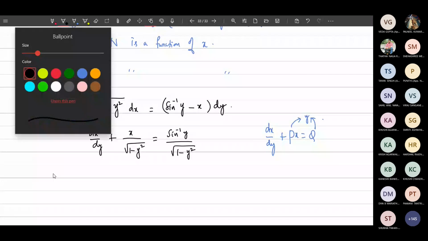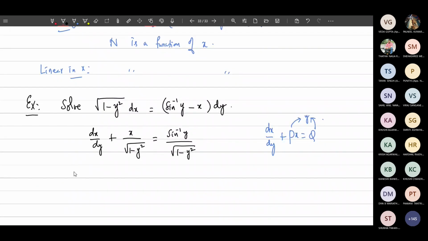So therefore p equal to 1 by under root 1 minus y square, and q is sin inverse y by under root 1 minus y square.